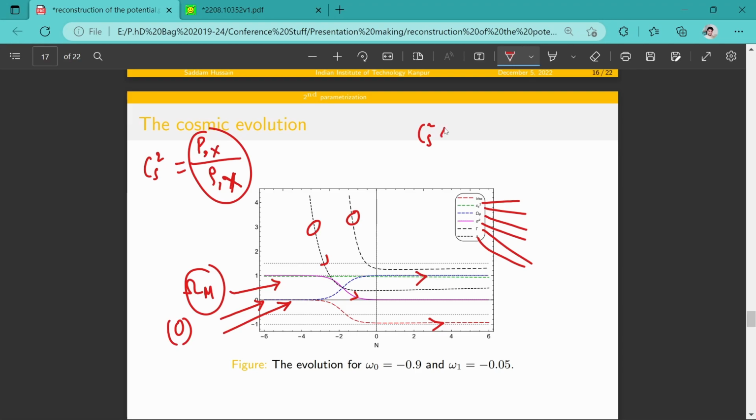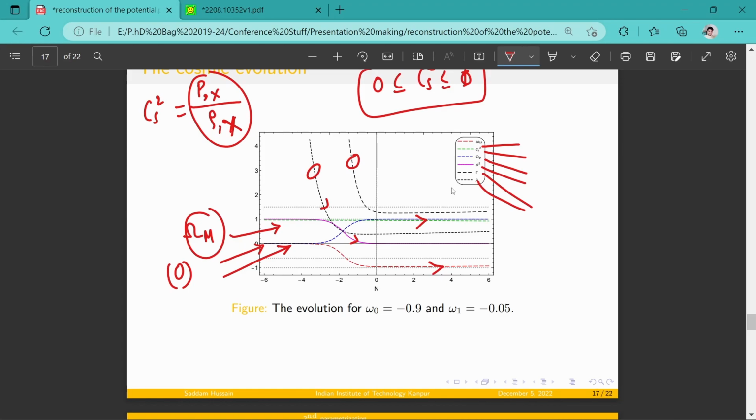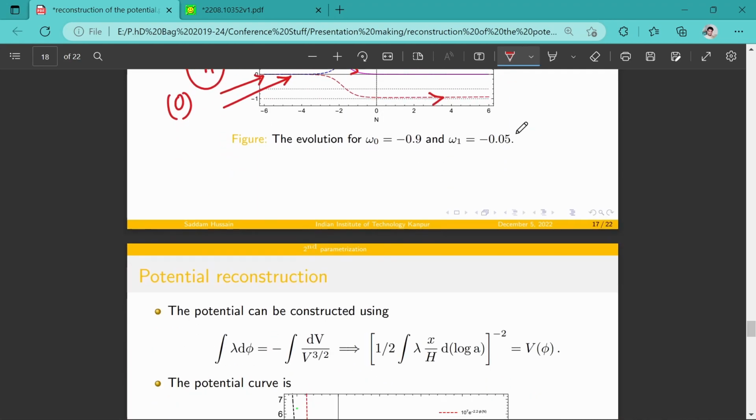So cs square should always be between 0 and 1. It cannot exceed 0 to 1 to have a stable kind of field. So we understand that the characteristic of these cosmological parameters has a similar kind of effect on the way the universe has expanded and entered the dark regime.